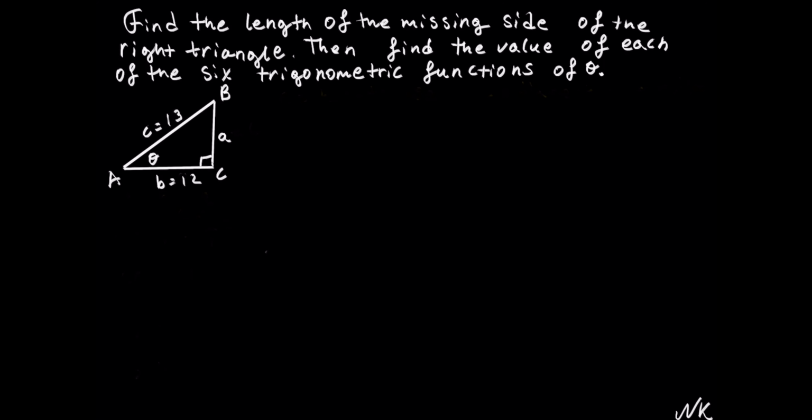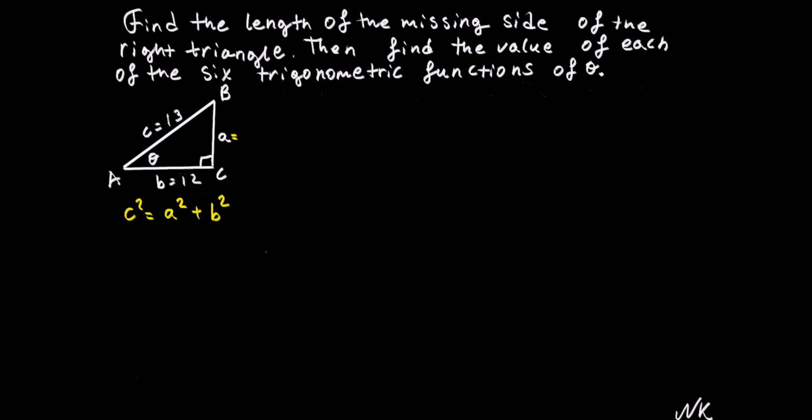The measure of side c, which is the hypotenuse, is equal to 13, and the measure of side b is equal to 12. So the first thing we need to do is to find the measure of the missing side, which is a, and given two sides of a right triangle, we can do so easily using the Pythagorean Theorem, which is c squared equals a squared plus b squared.